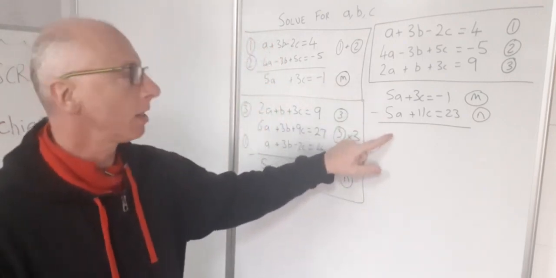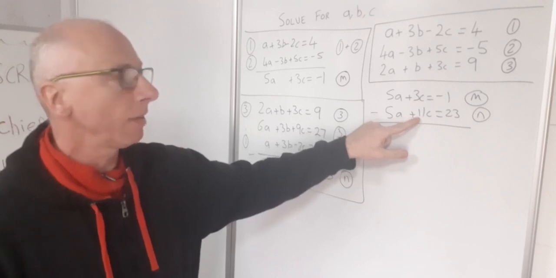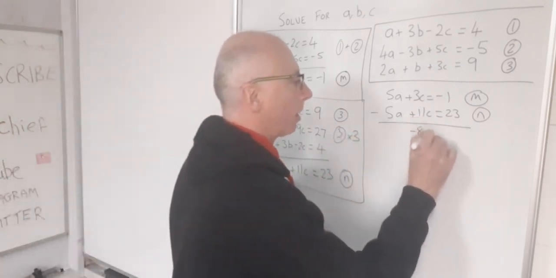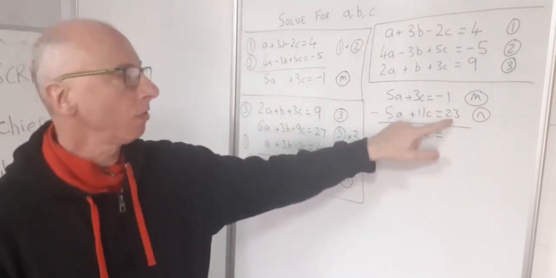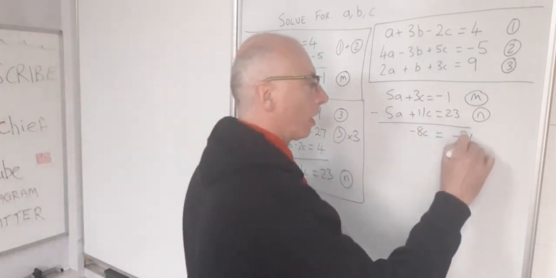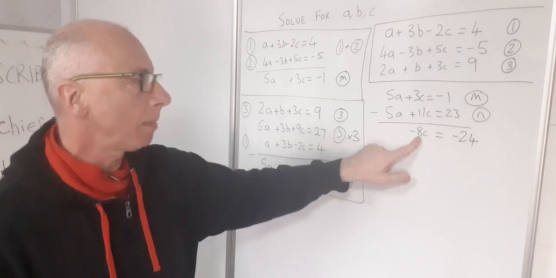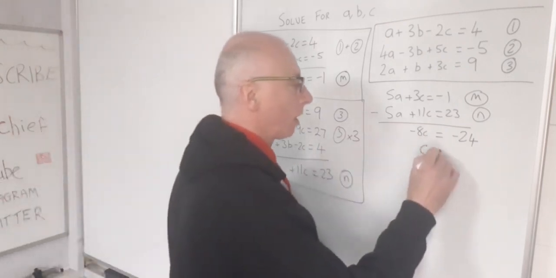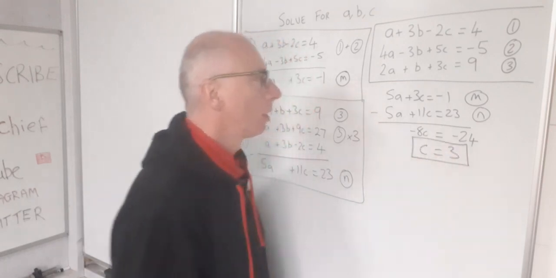5a minus 5a disappears as required. 3c minus 11c gives me minus 8c. And then minus 1 minus 23, that gives me minus 24. Okay, so what value of c do I need to multiply by minus 8 to get minus 24? Well, c must be 3. So that's going to be one of my first solutions.